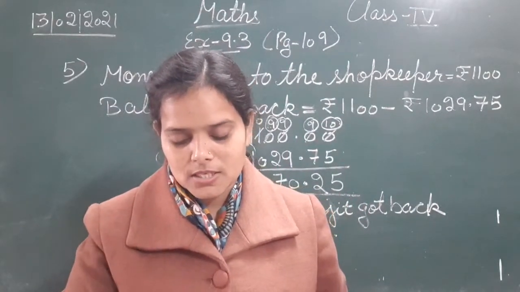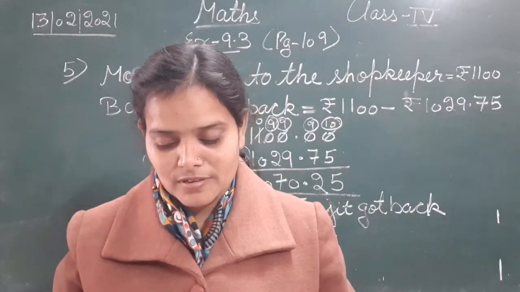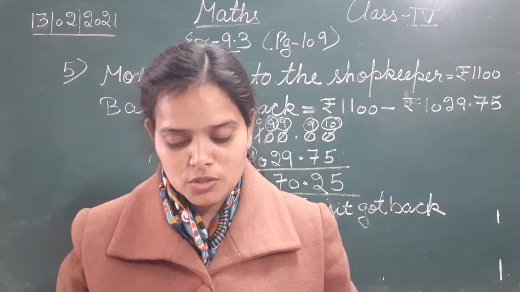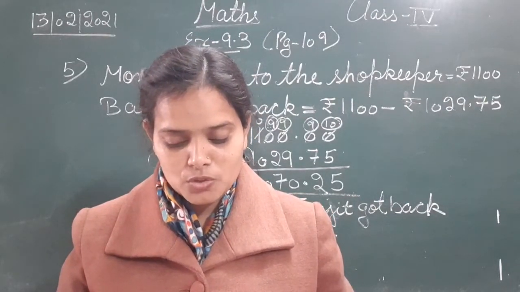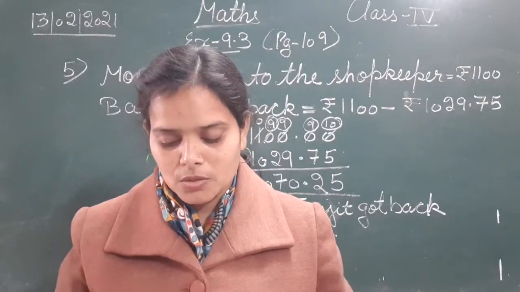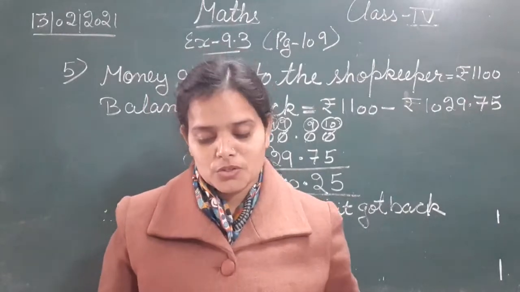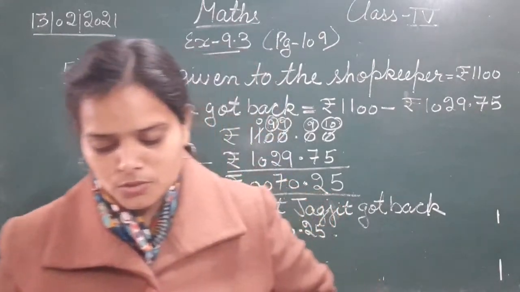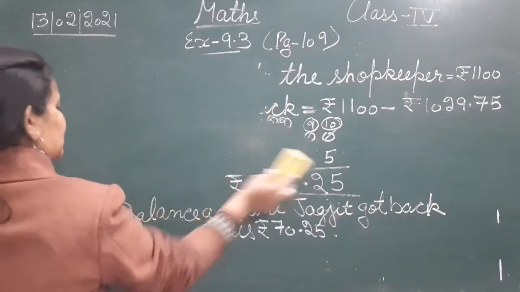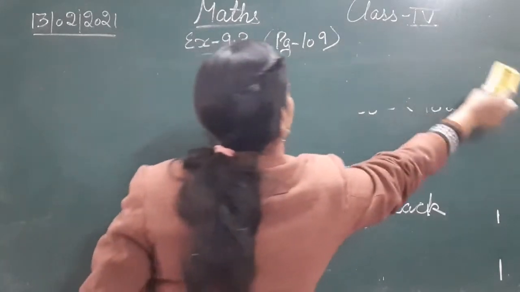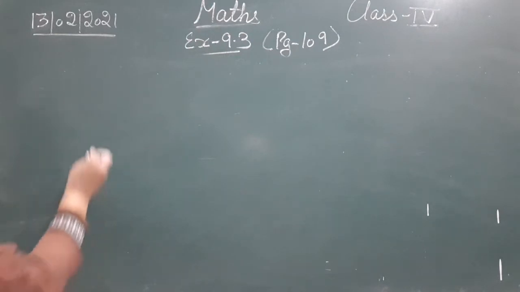Question number 6 is: Karina bought 4 books, each costing 139 rupees and 75 paise, and 2 pens, each costing 68 rupees and 50 paise. She gave one 500 rupee note and one 200 rupee note to the bookseller. What amount of balance will the bookseller give her back? So just like this, question number 6 is also the same. Okay, so let's do question number 6.